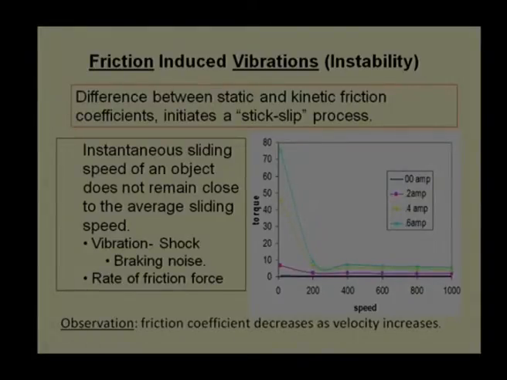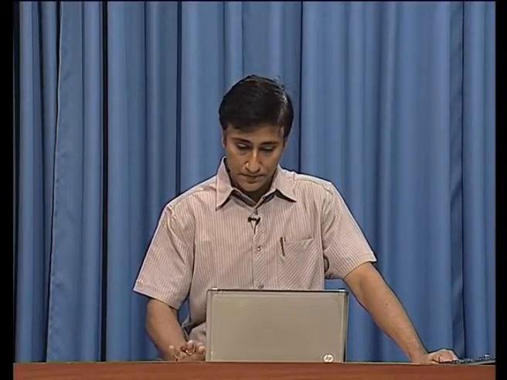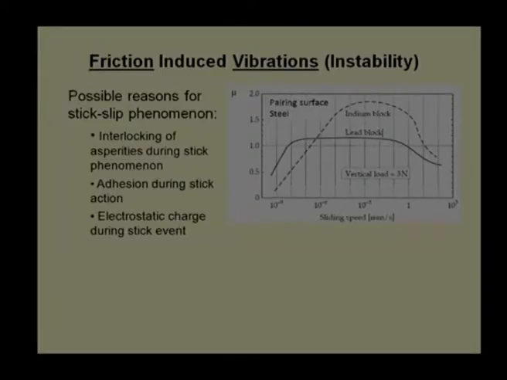We say that the coefficient of friction at the static level is, suppose, 0.8, and the kinetic coefficient of friction turns out to be 0.1. And whenever there is a large difference between static and kinetic coefficient of friction, there is a possibility of friction instability. We will derive a mathematical equation and try to find out how this variation is affecting the result. But before coming to that, I have some more examples available from the literature.